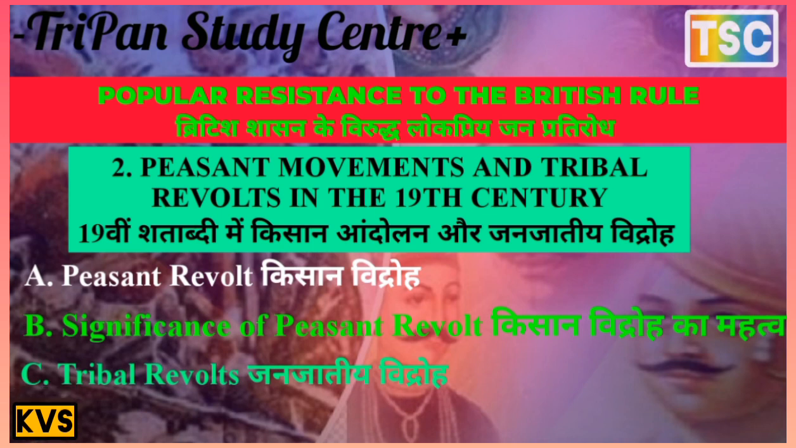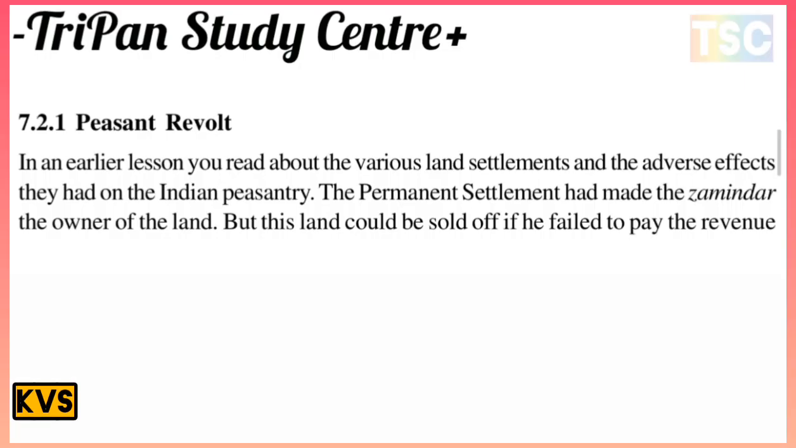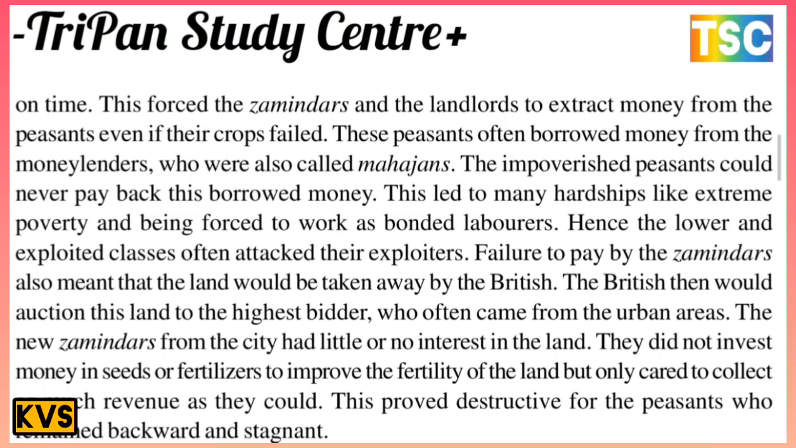The first topic is peasant revolts, meaning farmer revolts. In an earlier lesson, you read about the various land settlements and the vast effect they had on the Indian peasantry. The Permanent Settlement made the zamindar the owner of the land, but this land could be taken away if he failed to pay the revenue on time. This forced the zamindar and the landlord to extract money from their peasants, even if their crops failed.